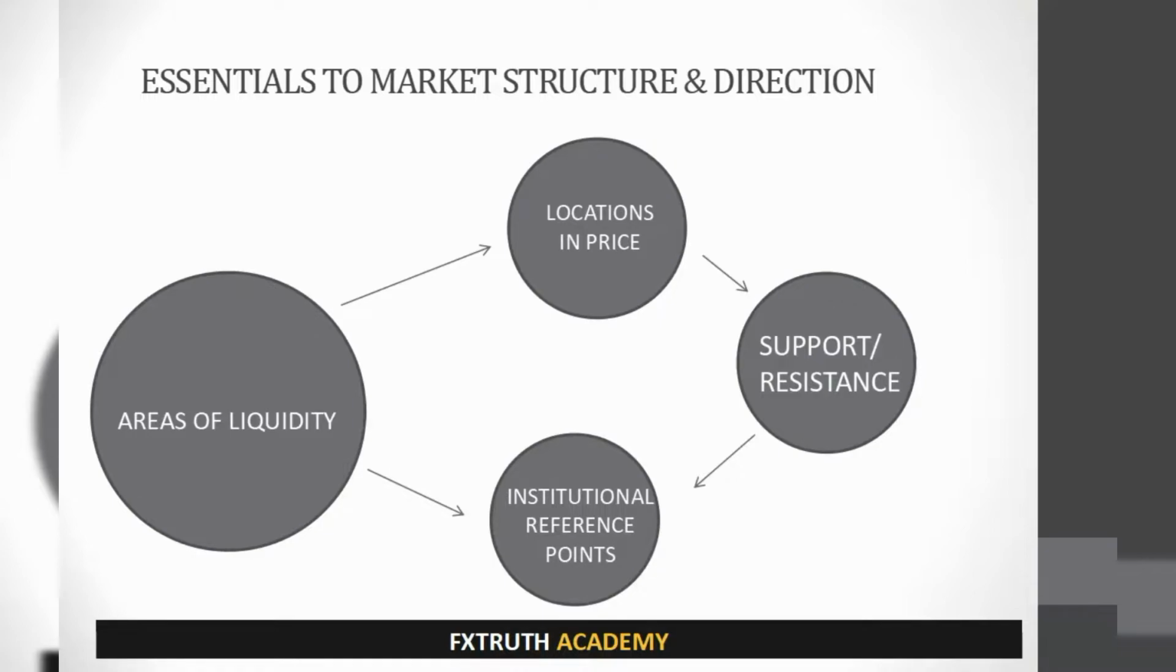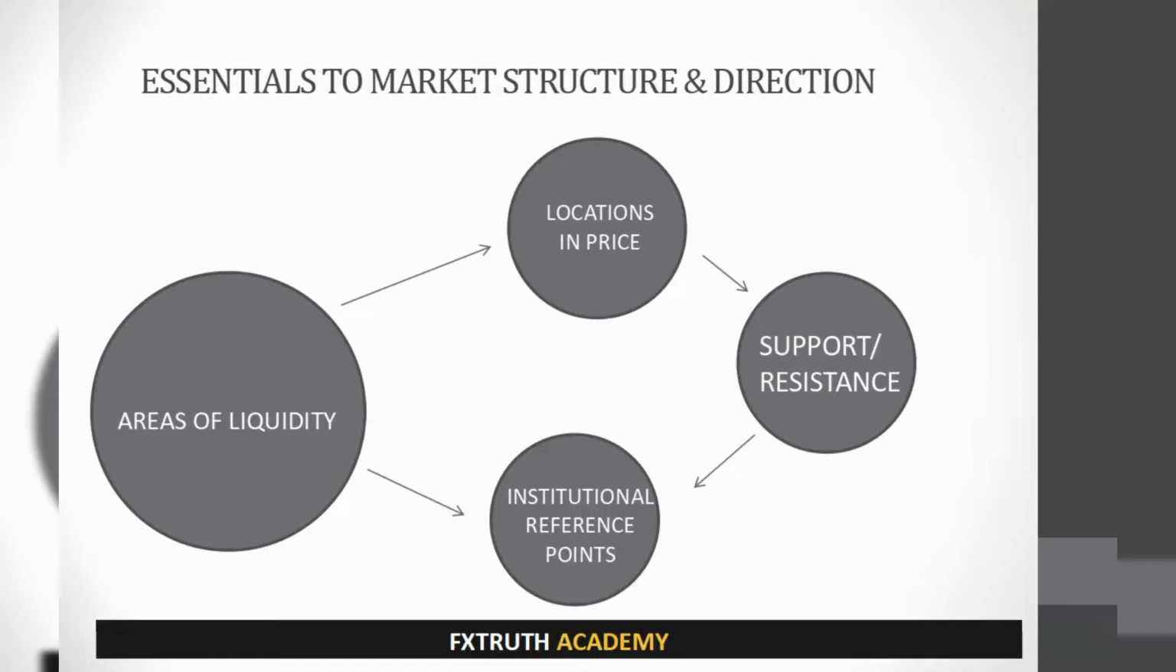What are these areas of liquidity? I pointed them out in the previous video which I published on this channel, on how to understand market structure, which is the fair value gap, the liquidity void, the order block, and the imbalance. So these are the 4 areas of liquidity you want to focus on. They are locations in price which act as support and resistance, also known as institutional reference points.